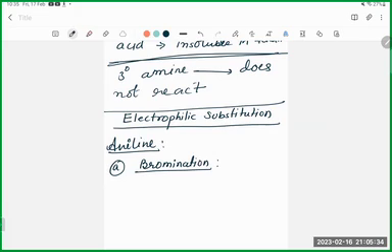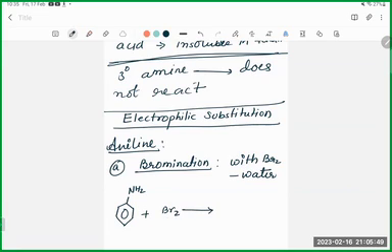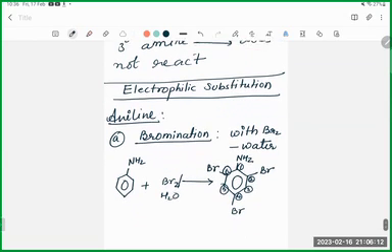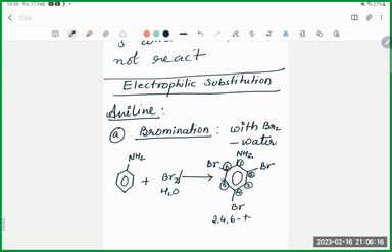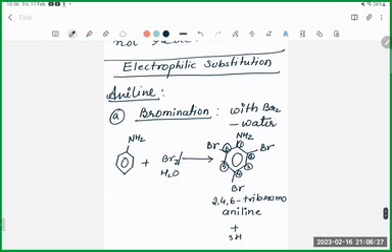Bromination, as I always say, with bromine water will produce one compound. Remember, aniline is the reactant treated with bromine water, Br2. This compound will produce a single product. With respect to the amine group, this is first, second, third, fourth, fifth, and sixth. We get Br at the second place, fourth place, and sixth place. So what do you call this? 2, 4, 6 tribromoaniline. Is it clear? And 3 moles of HBr goes out.